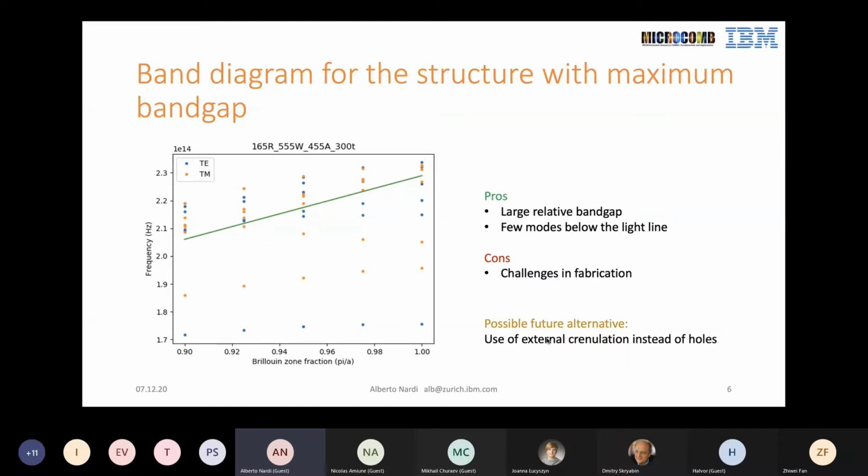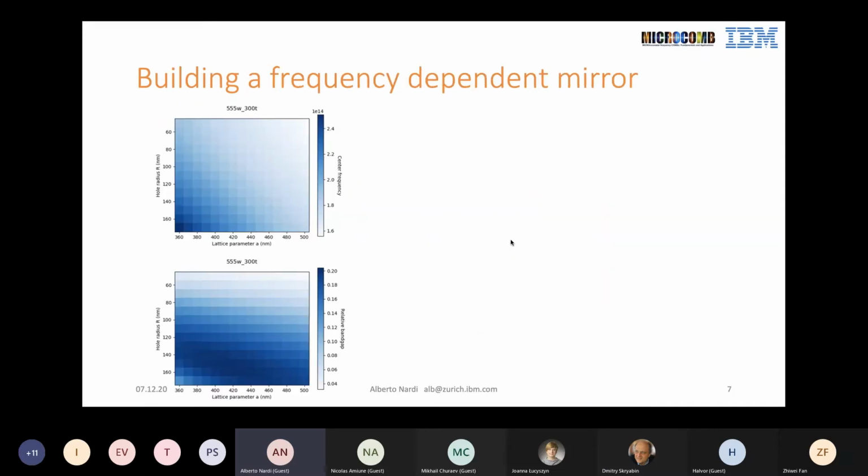But a possible future alternative to solve this problem would be to use external crenulation instead of holes. We have been doing some preliminary simulations, and in that case we would solve the fabrication problem, but we are having issues with upper modes that are coming down, limiting the band gap. But yeah, so now we are working with holes.